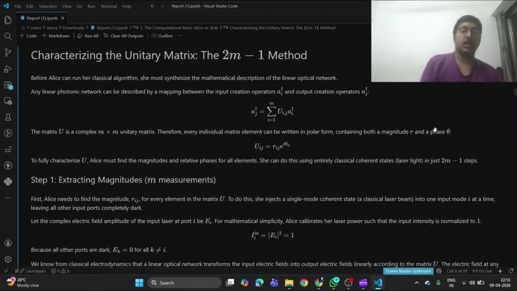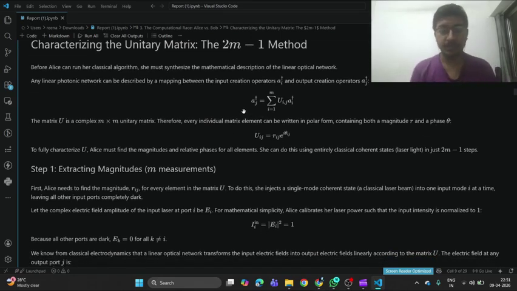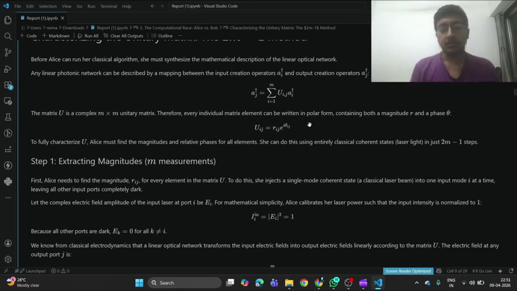Now, let's see how Alice will characterize the unitary matrix with the novel technique that we just discussed above. So, any linear photonics network can be described by the following mapping between the input creation operators and the output creation operators. This mapping is done by a unitary matrix U, and each of its elements U_ij can be written as the magnitude R_ij as well as its phase e to the power of i theta_ij.